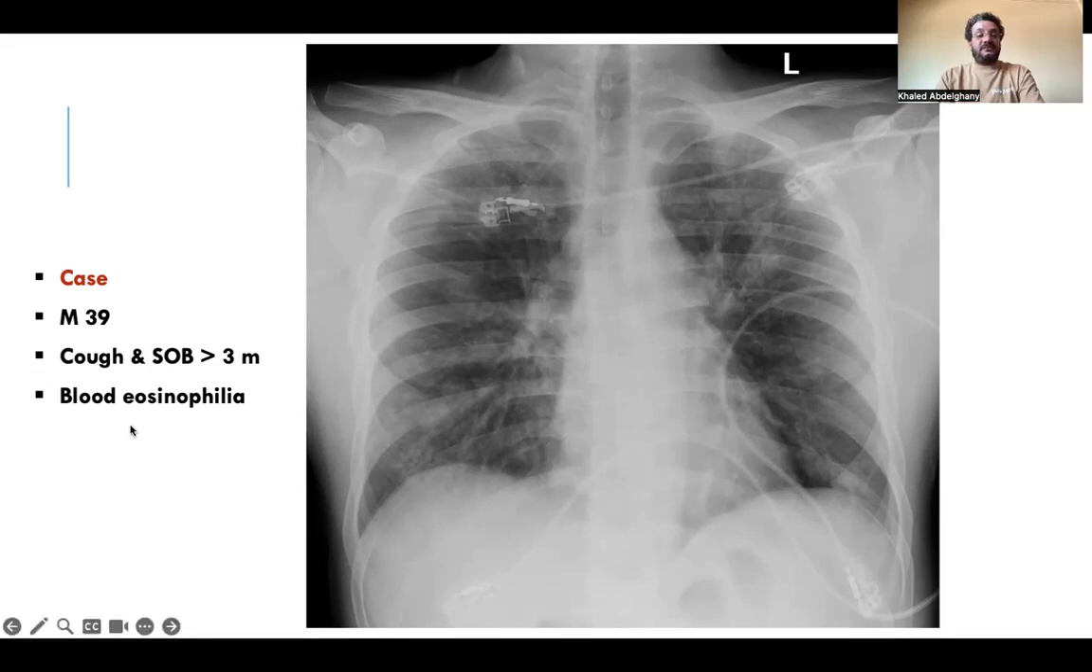Also, the presence of blood eosinophilia is, in my opinion, the strongest marker to suggest eosinophilic lung disease. Bronchoalveolar lavage with an elevated eosinophil count will make the diagnosis of eosinophilic lung disease most likely. Here we have patchy opacities in the upper lung zones and lower lung zones.